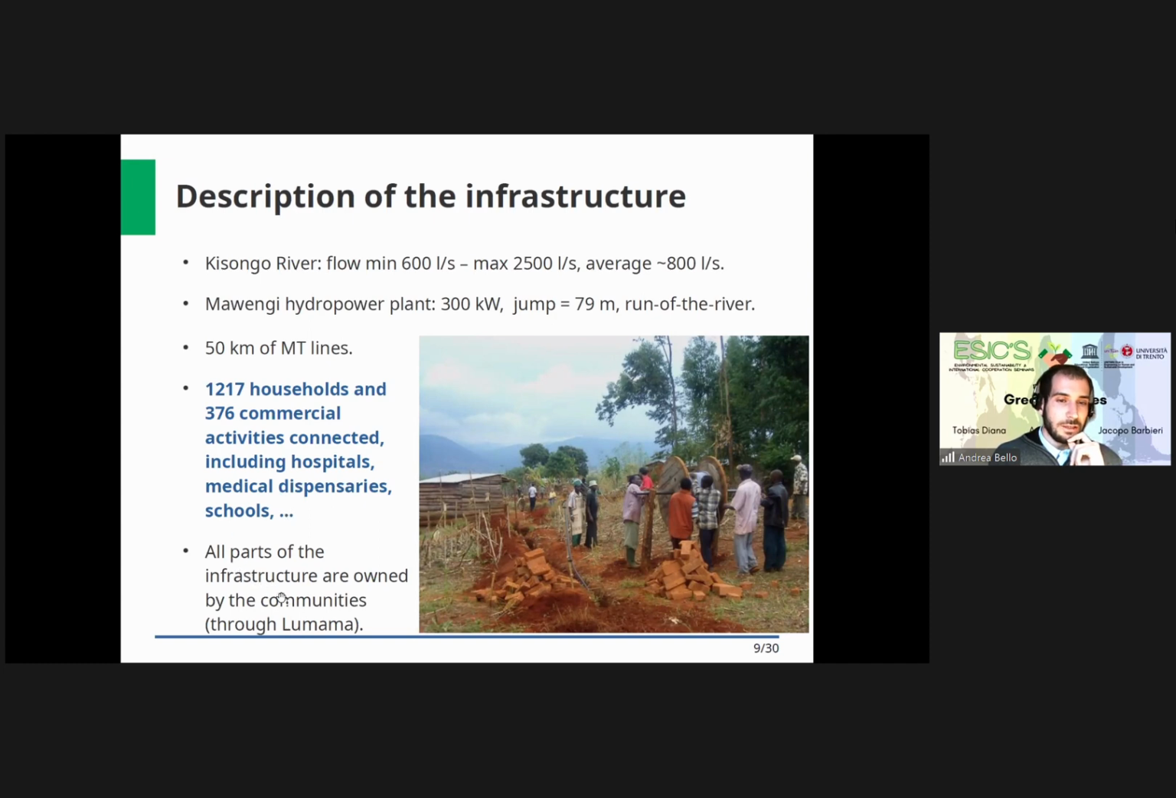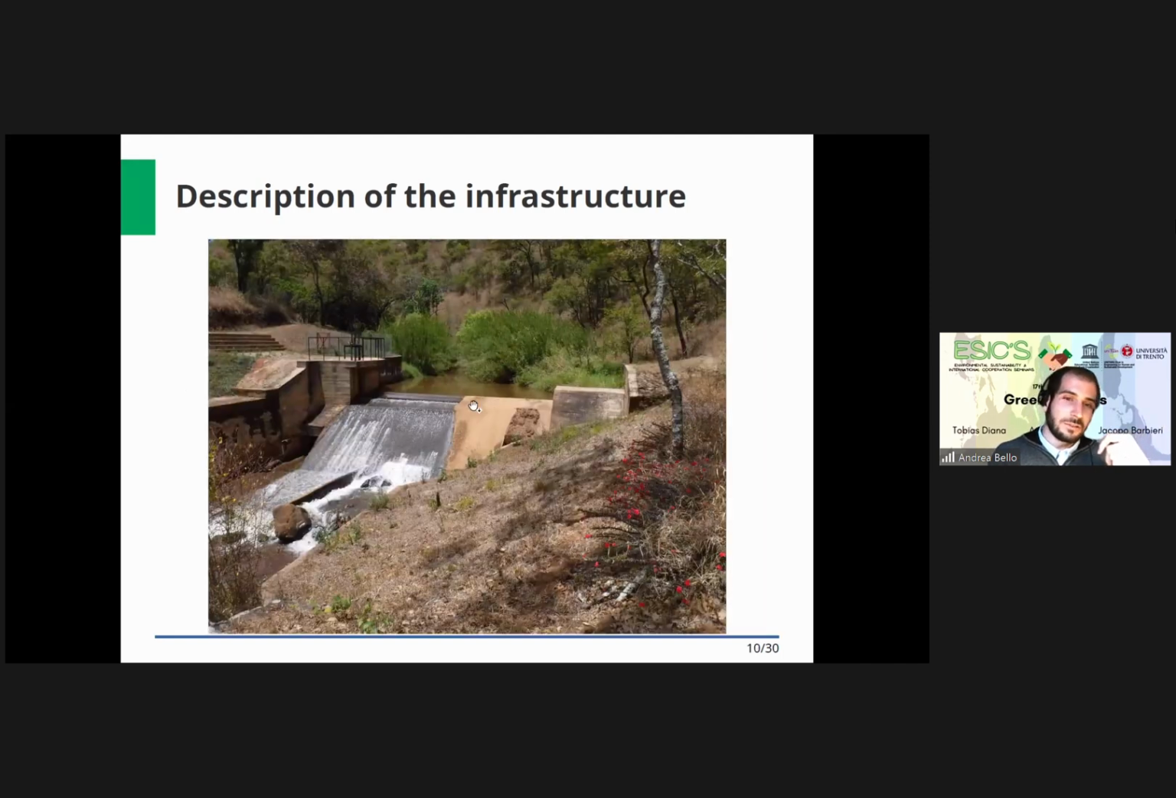Another thing which is really important is that all parts of this infrastructure, the electrification, are owned by the communities themselves. During the construction, a group of people was trained by the project, and at the end they founded this social enterprise called Lumama, which acquired the ownership of all the infrastructure. So at the end, the communities receive a service which is given by themselves, because everything is owned by the communities. And this is very important because if you want to have a project which is sustainable also from the social point of view, we must follow this participatory planning.